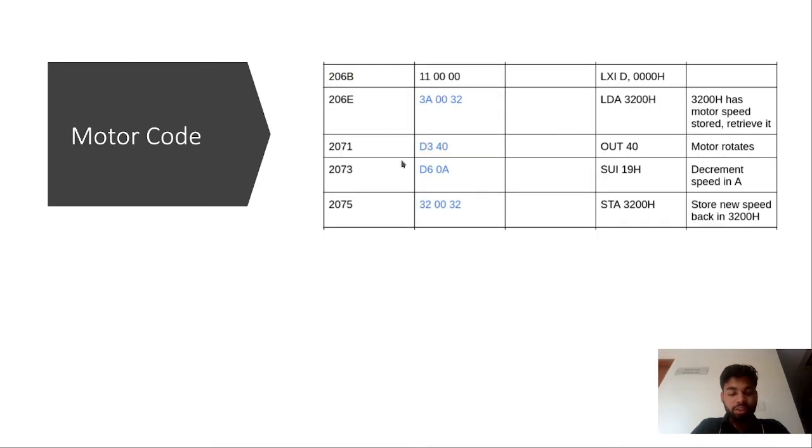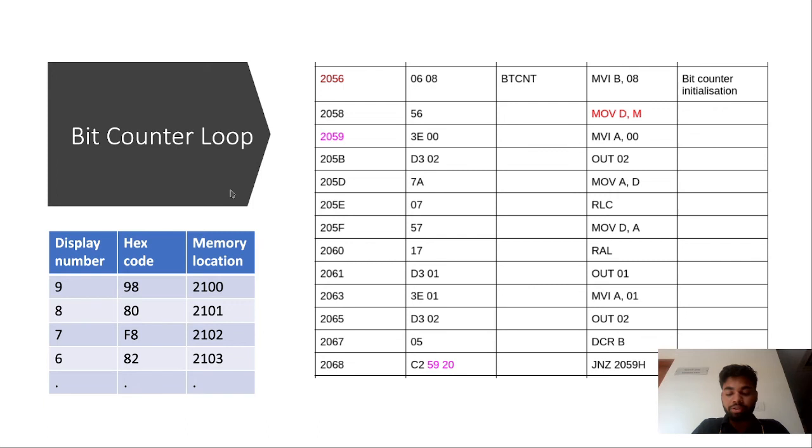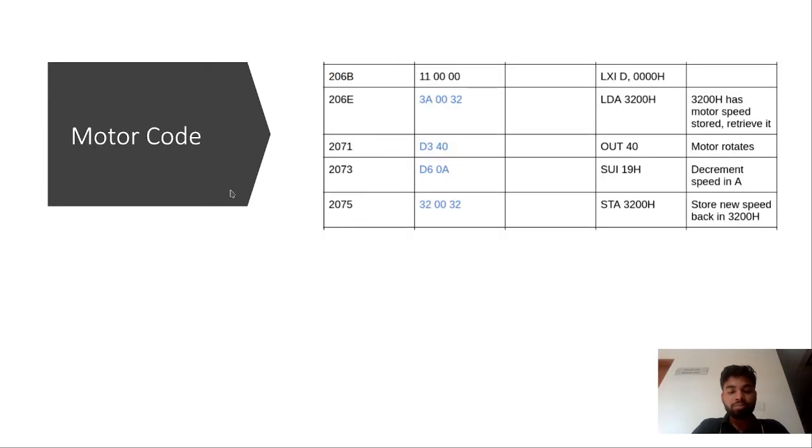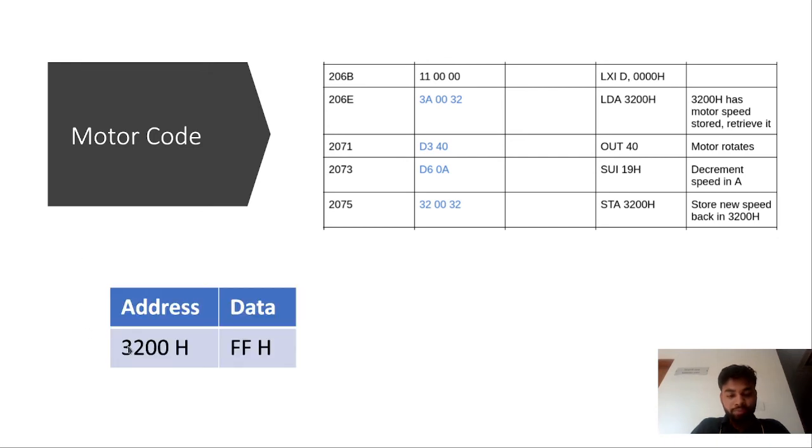Since this 9 is now displayed on the 7 segment, our task is to immediately set the speed of the motor to the corresponding mapped value of 9. So we get the motor speed from 3200 hex and load it to the accumulator using the LDA command, load directly to the accumulator, and send it to port 40 where the DC motor controller is connected. Lastly, we decrement the speed of the motor and save it back to the very same location.